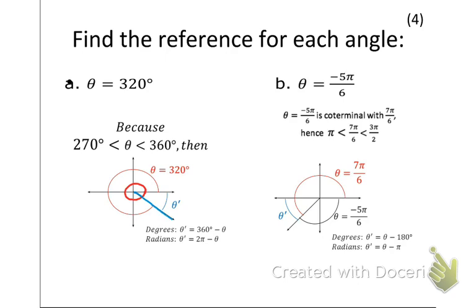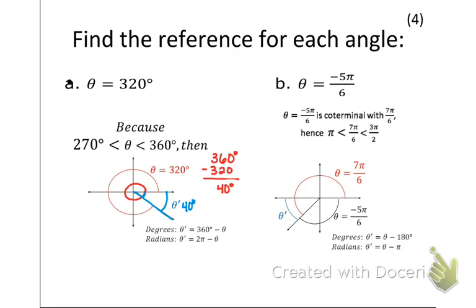Because our reference angle is that angle based off of our terminal line to the nearest x-axis, we can figure out what that theta prime value is, what our reference value is, by taking 360 degrees, what makes up a full circle, and subtracting off the part that we know. So subtracting off 320, which leaves us with a final 40 degrees for our reference angle.